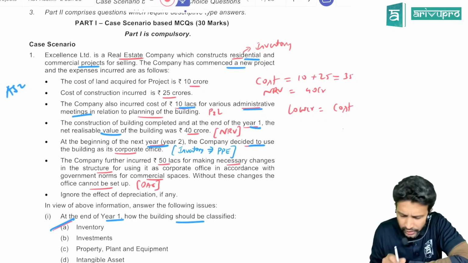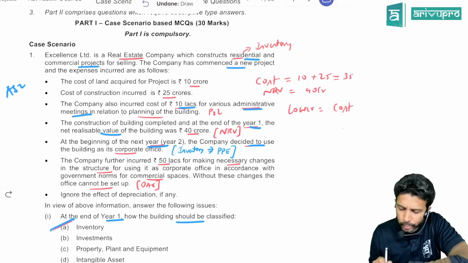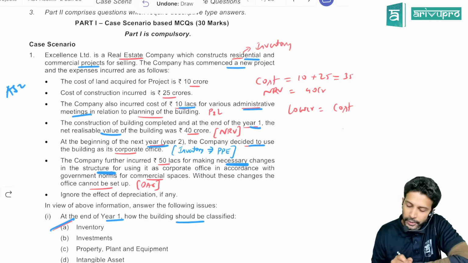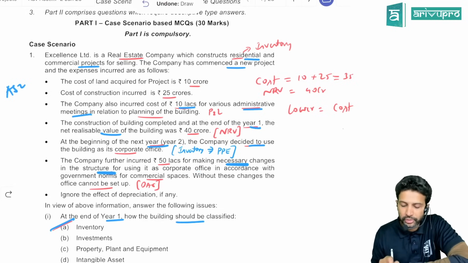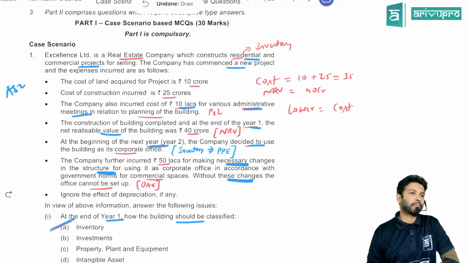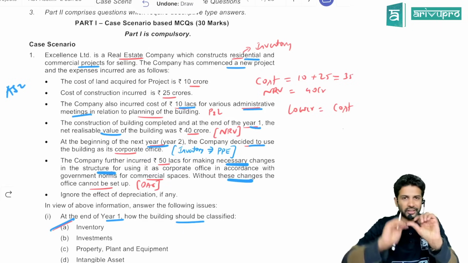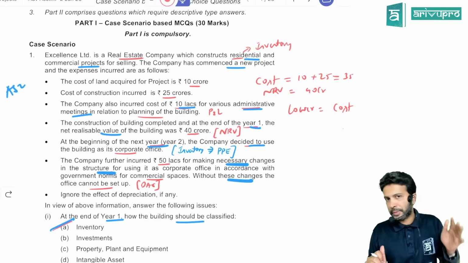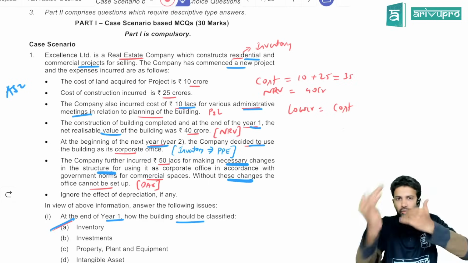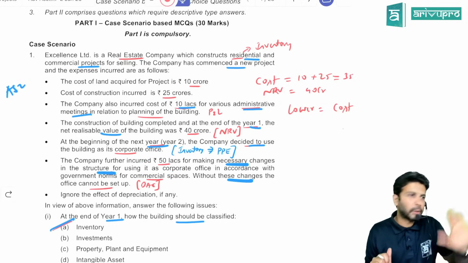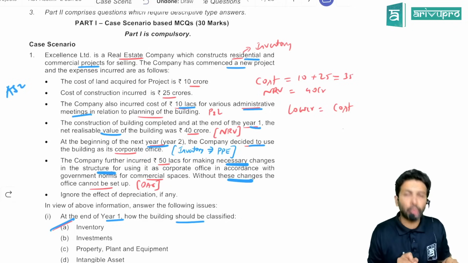We'll see. The company further incurred 50 lakh rupees for making necessary changes in the structure for using it as a corporate office in accordance with the government norms for commercial spaces. Without these changes, the office cannot be set up. That means you have made some alteration because you want to use it for your corporate office purpose now. As per the government norms, you need to do some alterations. Unless you do those alterations, can you use it for your business purpose? No. That means this 50 lakh rupees is what?